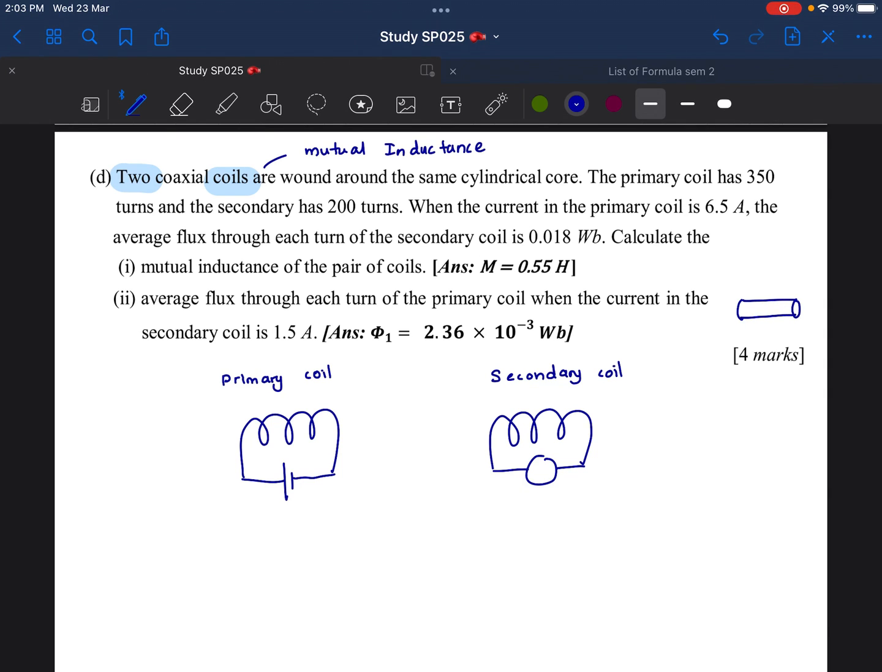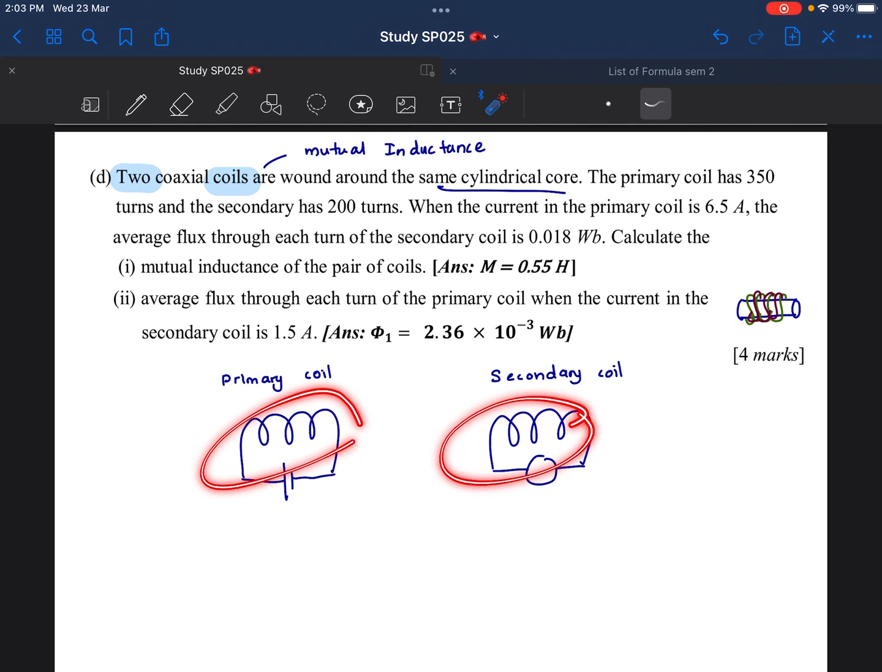So this is a cylindrical core, and then we have two coils wound together. So we have coil number 1 and then we have coil number 2. So this is also a process of mutual inductance. Basically dia kena ada dua coils. Tak kisahlah mereka duduk bersebelahan ataupun mereka dililitkan bersama.